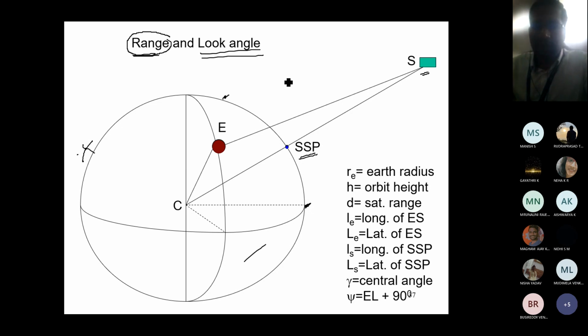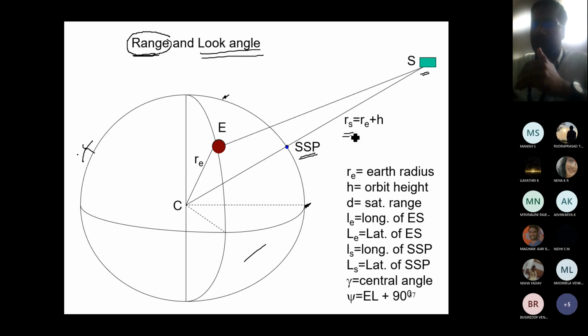To do that, we have some symbols, where RE represents the earth radius and H represents the orbital height. Orbital height means the distance from the sub-satellite point to the satellite. And if you include the radius of the earth, this distance is denoted by the symbol R subscript S. There is a difference between the orbital height of the satellite and the height or altitude of the satellite. So they are not similar.